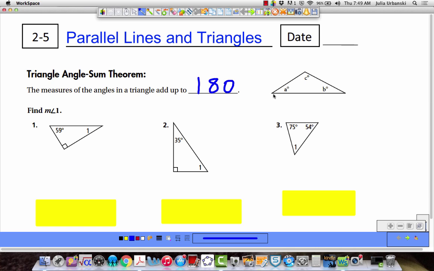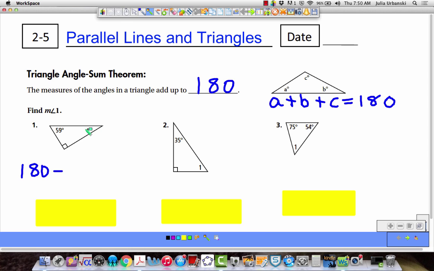Alright, so, if you ever see a problem like this, you can say A plus B plus C equals what? 180. Okay. But you're going to start off with 180 when there's a triangle. And then you're going to subtract. We're trying to find the measure of angle 1. So what are you going to subtract? What two numbers? 90, 59. This one's 90. Good. Minus 90. And then what? 59. Minus 59. Go ahead and do that and see what we get.